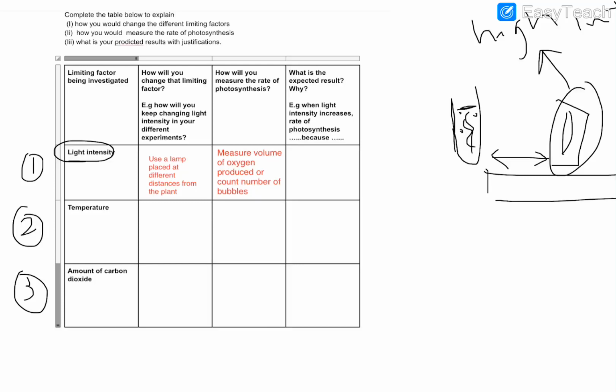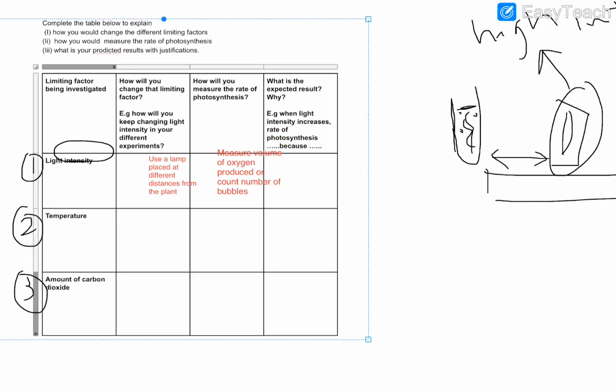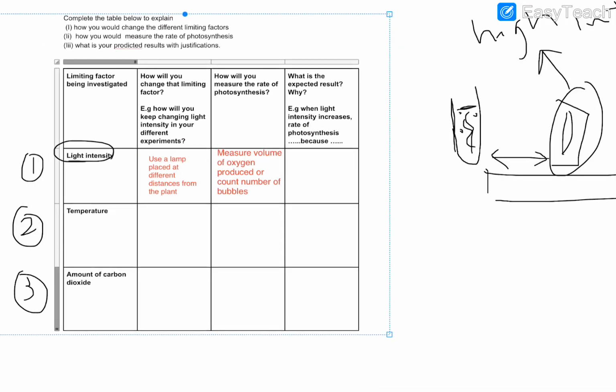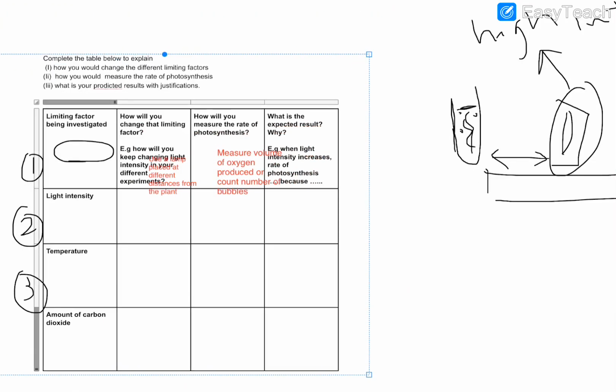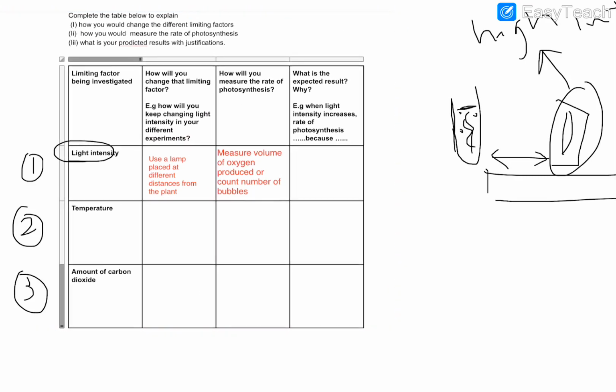Now, what is the expected result and why? This part here, this is kind of the hypothesis. What do you think is going to happen and why do you think it is happening? So it's your prediction and your reasoning why.